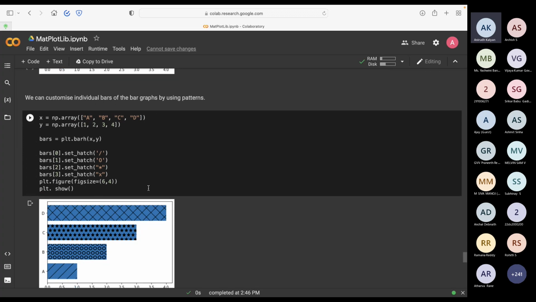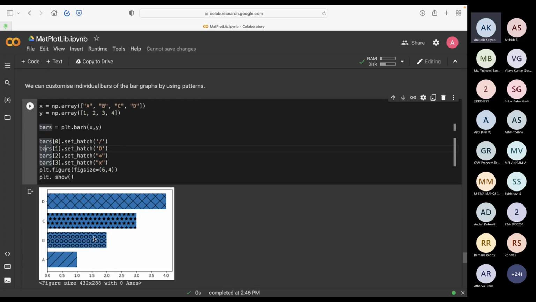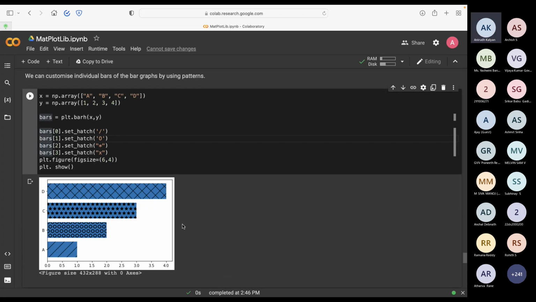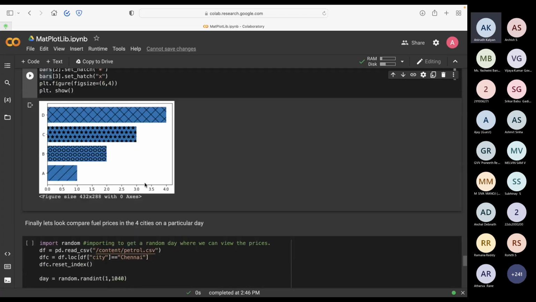And in this case, I've also shown how you can customize it. So you can use set_hatch. If you're assigning the bar to a variable, you can use set_hatch to apply various patterns. This is a simple customization option. Just know that you can customize the bar.